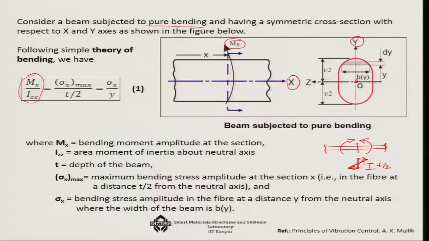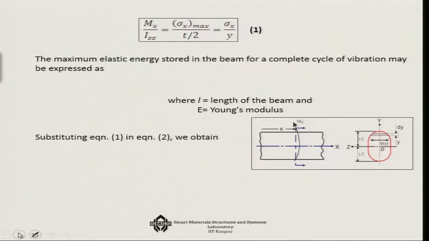So, that is why in the extreme fibers you are going to see the maximum stress, which is sigma x max, and the corresponding distance from the neutral axis is t by 2. That is also equal to the stress at any other location, let us say some interim location, the stress at that location divided by the distance from the neutral axis, which is y in this case. So, if I consider a small cross section at a distance y, and the stress here is sigma x, then sigma x by y is equal to sigma x max divided by t by 2. That is the simple theory of bending. So, our first equation is Mx over Izz equals sigma x max over t by 2, which equals sigma x over y.